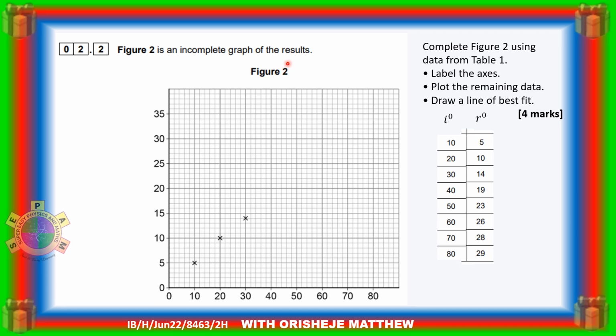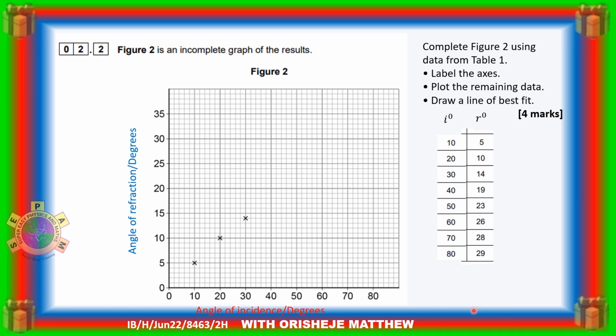So the first thing, let's identify the axis. On the vertical, you have 0, 5, 10. That will be the angle of refraction, measured in degrees. Then on the horizontal, you have 0, 10, 20 up to 80. That will give you the angle of incidence. So let's label the axis: the angle of incidence and the angle of refraction.